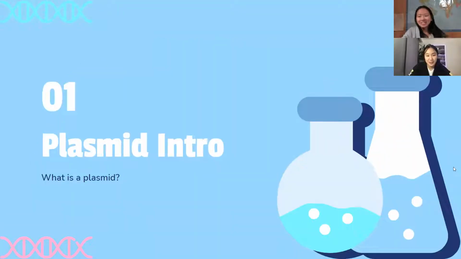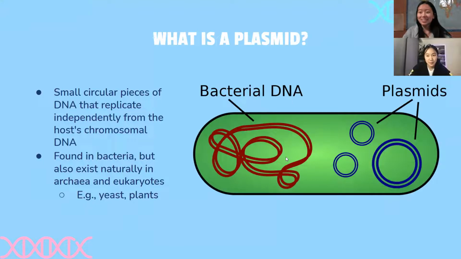Okay, so first off, what is a plasmid? Now let me give you a little bit more of a backstory. DNA is often termed the blueprint of life because it contains all the instructions an organism needs in order to grow, develop, reproduce, and survive.